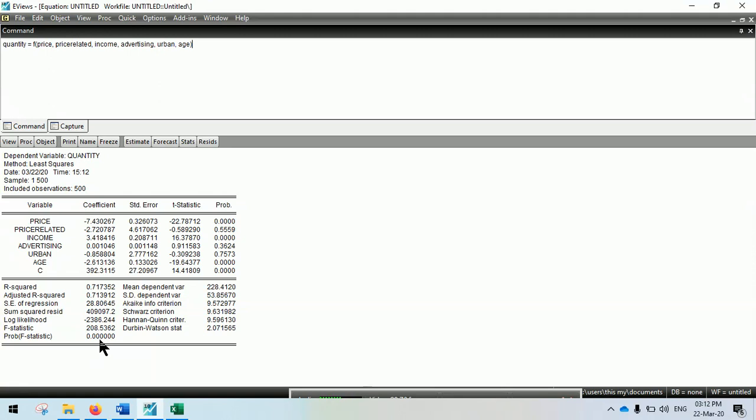We have to correct our model. So we can see here the R square equal to 0.7173 means that 71, or almost 72%, of the quantity is explained by price related, income, advertising, urban, and age.